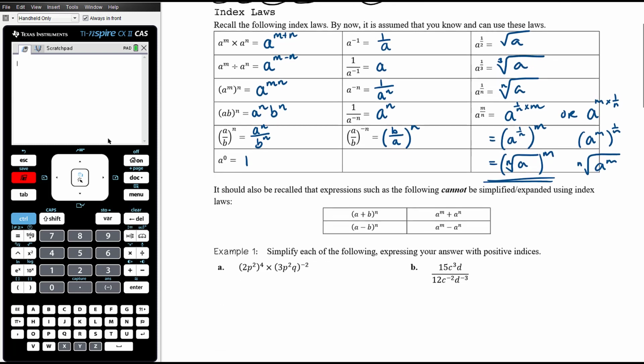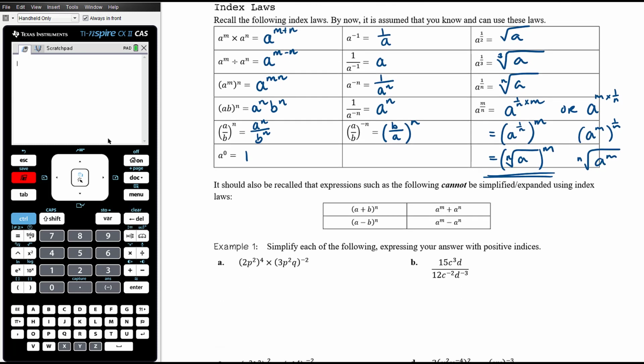It should be recalled that the following expressions cannot be simplified or expanded using index laws. So a plus b all to the power of n is not a to the n plus b to the n. As much as you all want to tell me that x plus 3 all squared is x squared plus 9, it isn't. You cannot just expand out in that way if it's a plus. That's x plus 3 times x plus 3, which is x squared plus 6x plus 9. It doesn't rely on the index laws. Similarly, if you have subtraction, it's not a to the n minus b to the n. You have to be able to expand it out.